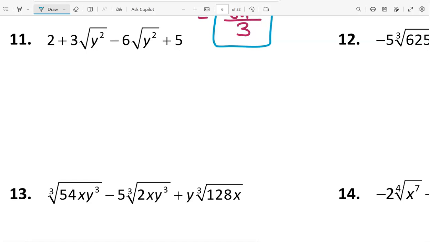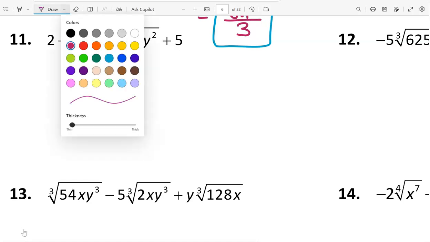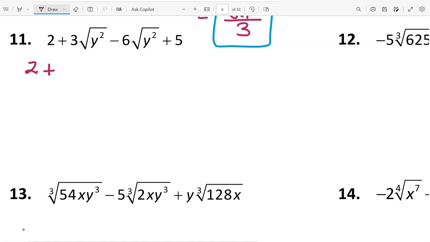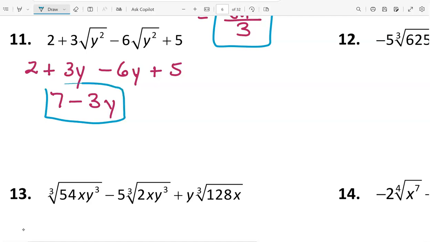All right, in 11, we need to do some simplifying on these radicals first. So 2 plus 3 times the square root of y squared is y, as long as y is a positive number. And then minus 6 times the square root of y squared, which would be y, plus 5. And I've written something incorrect. Sorry, in that second term, 3 times the square root of y squared, that's the same thing as 3 times y. And now we can just combine our like terms. 2 plus 5 is 7. 3y minus 6y is negative 3y. And now we've combined all the like terms together.